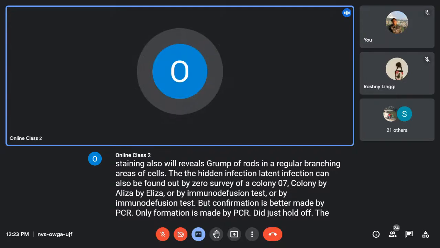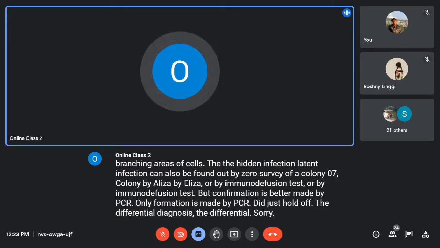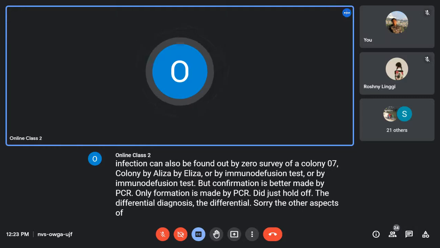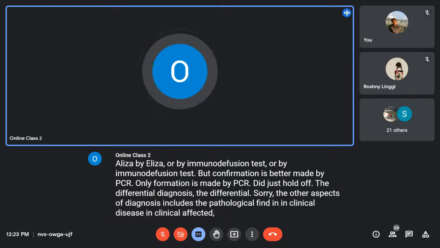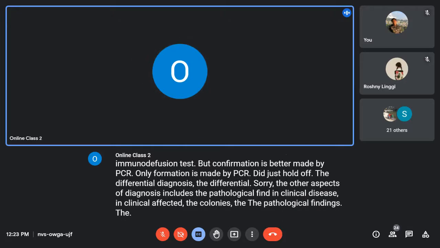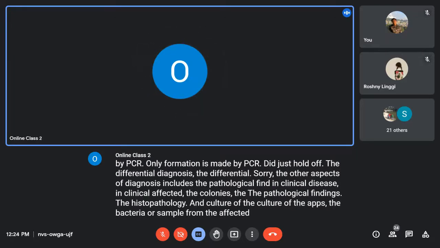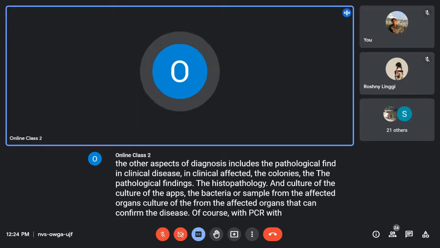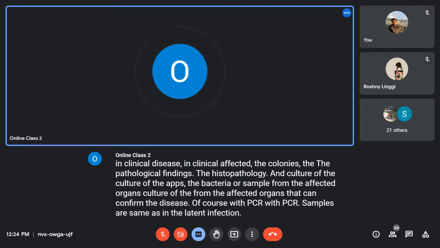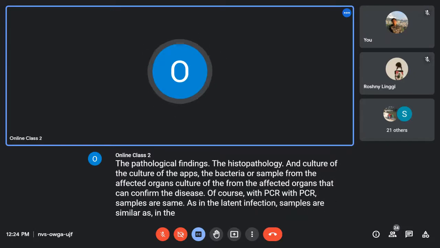The differential diagnosis, the other aspects of diagnosis, includes, in clinical disease, in clinically affected colonies, the pathological findings, the histopathology, and culture of the bacteria or samples from the affected organs, which can confirm the disease. Of course, with PCR, samples are similar as in the latent infection.